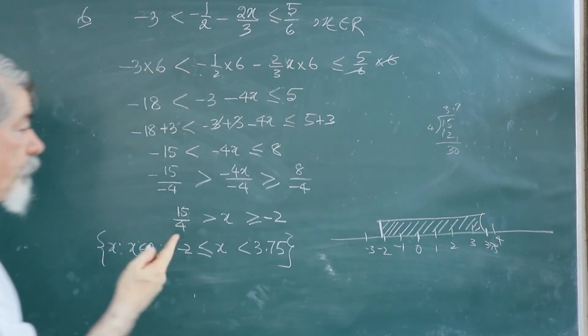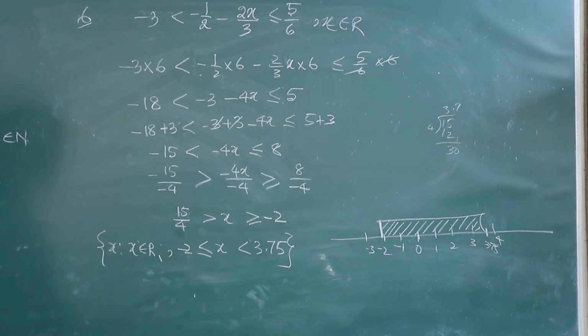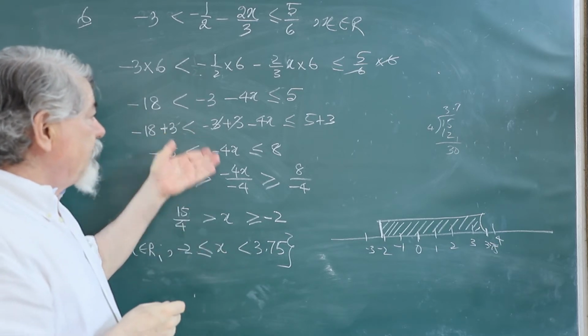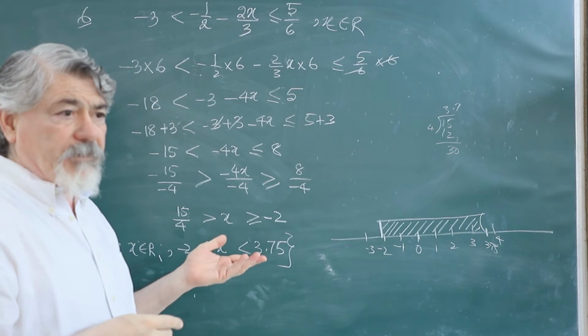This is the graphical representation of this inequation. This is how we represent it on the number line. You have to be careful when you are dividing with negative and when you are multiplying with negative.